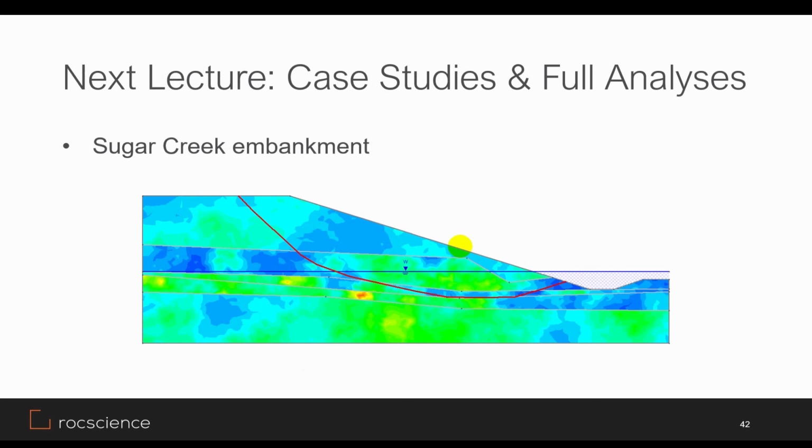In this presentation, we talked about simple cases and a reinforced two-layer retaining wall. In the next presentation, we are going to talk about real case studies, real examples that people did probabilistic analysis with or without a spatial variability. For example, this is the Sugar Creek embankment that we are going to show you the probabilistic analysis using a spatial variability.